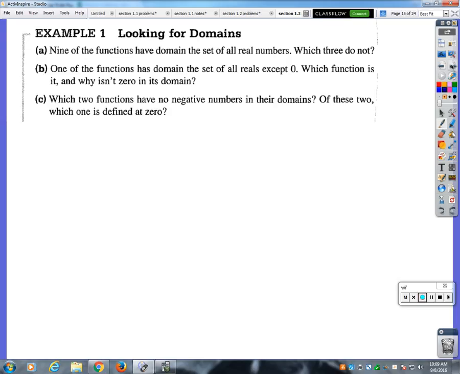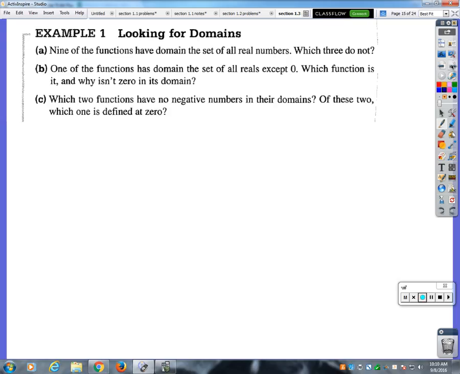Square root function. Yes, the square root function is not defined over all the real numbers because you can't take square roots of negative numbers. What else? Reciprocal. The reciprocal function is missing what? Certainly 0. Okay, yeah, you can't go 1 over 0. And then Joseph, you said natural log. Okay, the natural log function, you can't take the natural log of a negative number. So those three don't have the domain of all real numbers, okay?